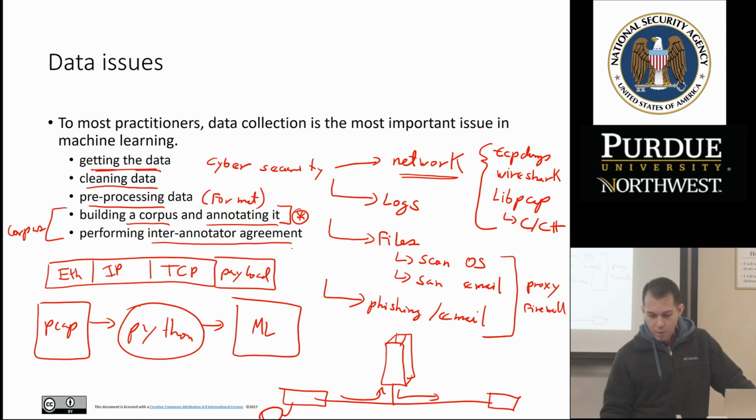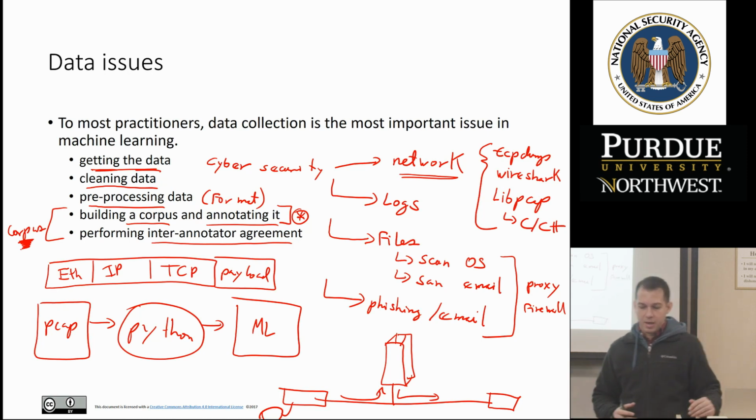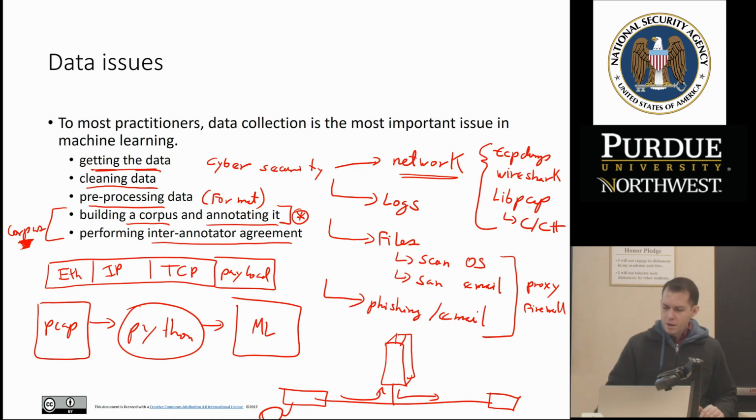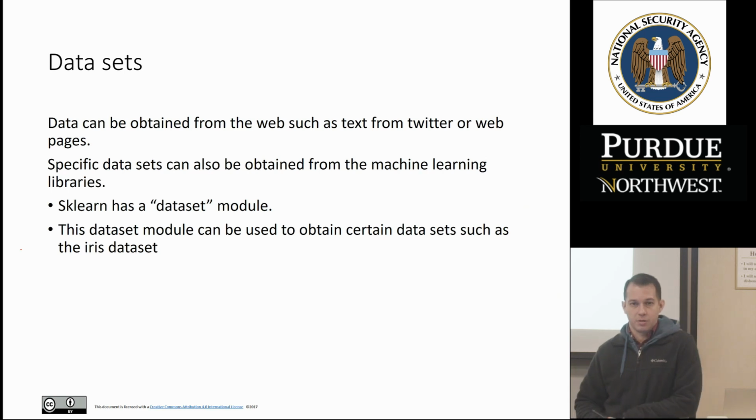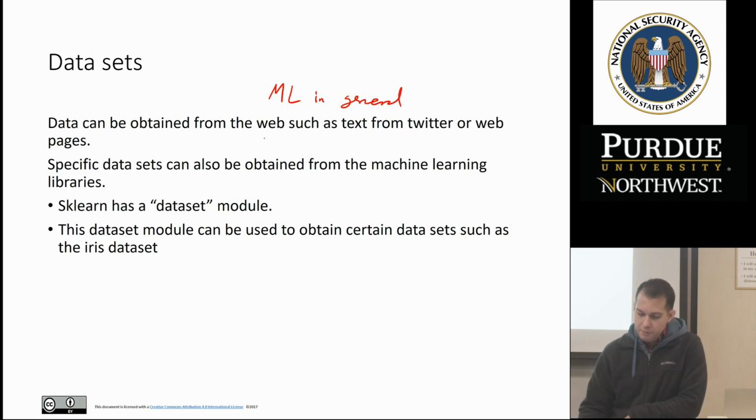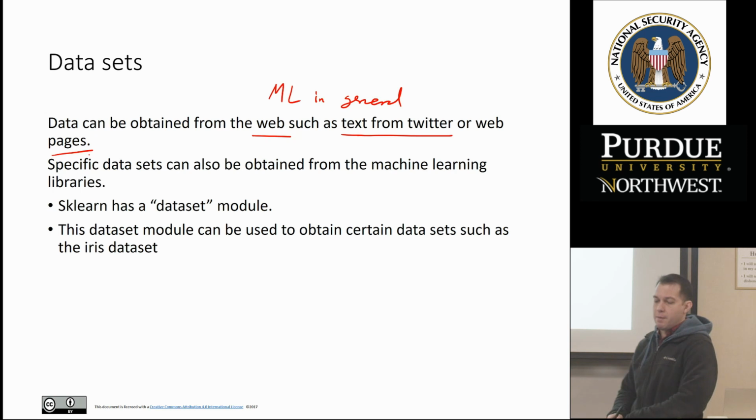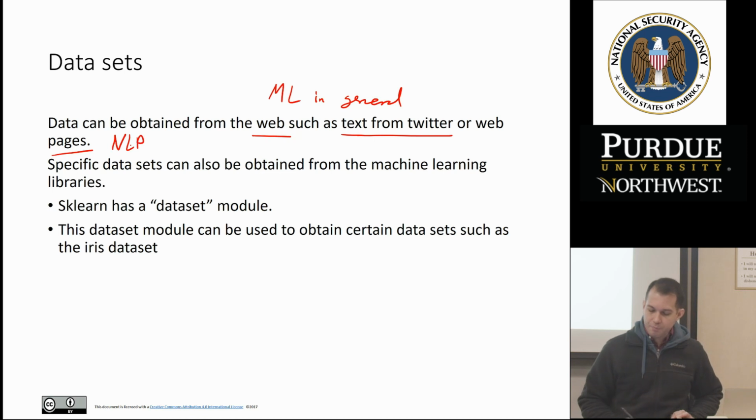And it's something that a corpus, a well-built corpus, should definitely have: inter-annotator agreement. It kind of tells you how subjective it is or not. All right, so those are some of the data issues associated with the data set. All right, so data can be obtained from, in general, whenever you're talking about machine learning in general, the web, such as text from Twitter or web pages, for instance. These are common data sources, especially if you're doing something like natural language processing, NLP.